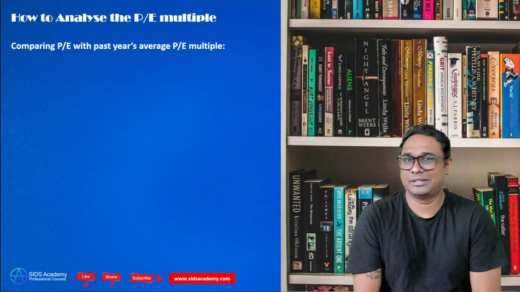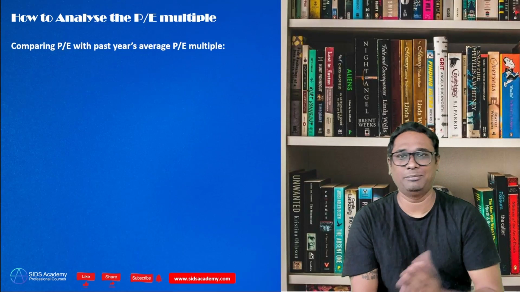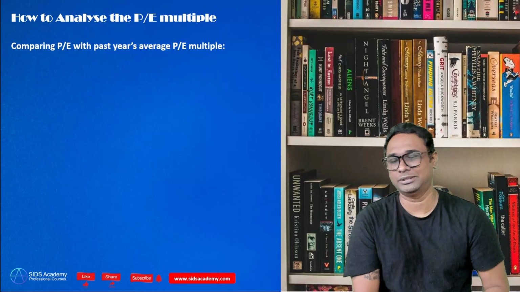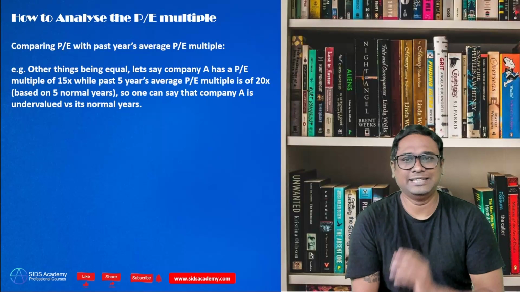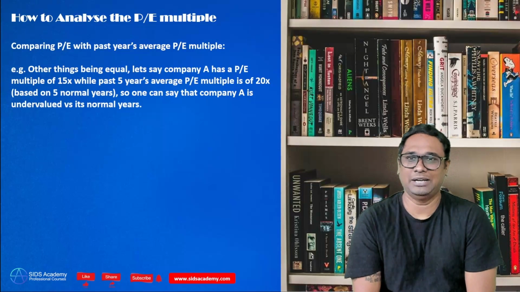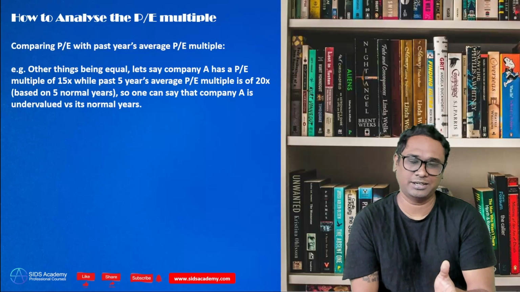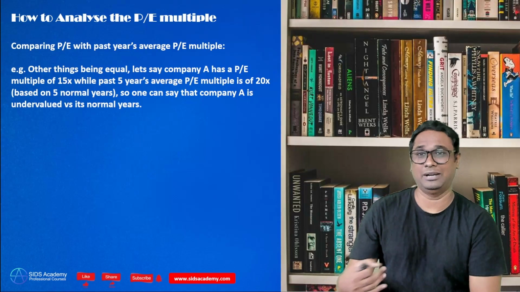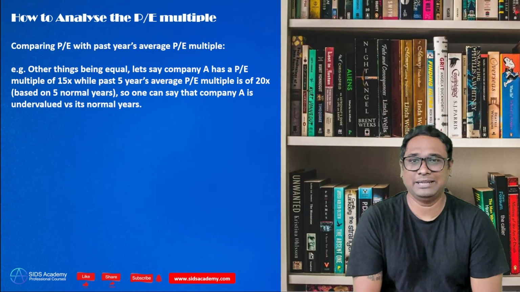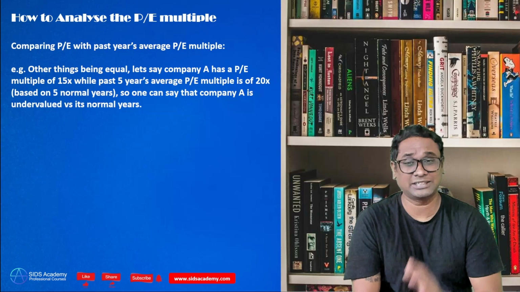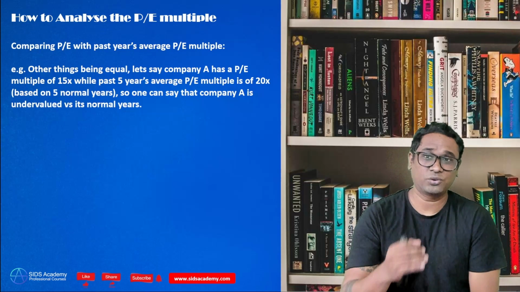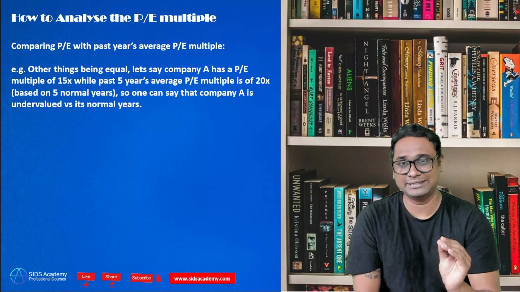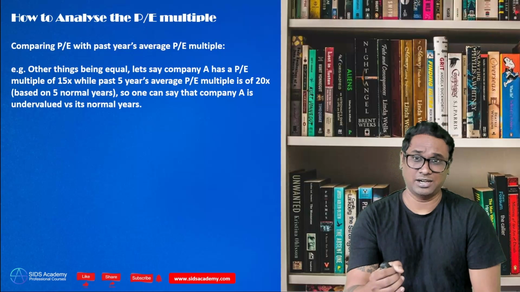Comparing the PE multiple with past years' average PE multiple is the third methodology that generally people use along with comparing it with peer companies. Other things being equal, now we are comparing the current company's PE multiple with its own average 5 years or 10 years PE multiple. Let's say company A has a PE multiple of 15x, while the past 5 years average PE multiple is 20x based on 5 normal years. So you can say that the company is undervalued versus the past PE multiple.